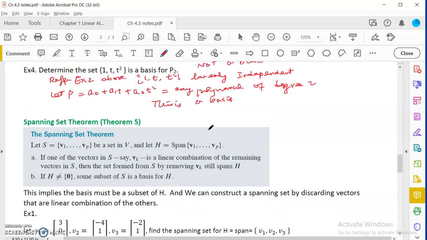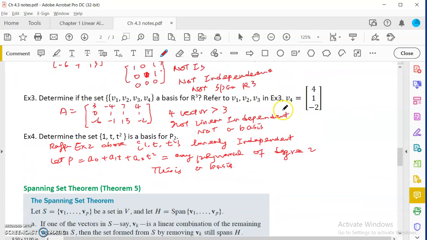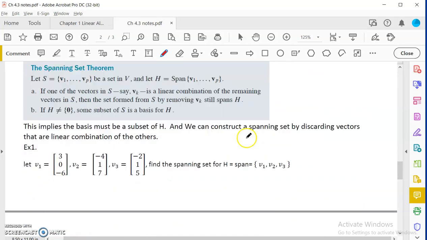Instead of looking at Rn like R3, what about if I have a set V1, V2, through Vp, and I have a subspace that they span? I just take the linear combination of all of them. It would be a subspace, because Theorem 4.1 says that if it is a set of vectors in V and you span it, the span is a subspace.